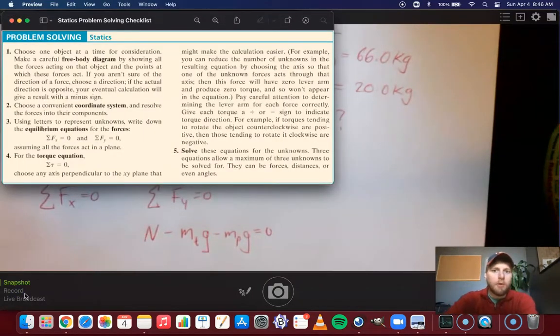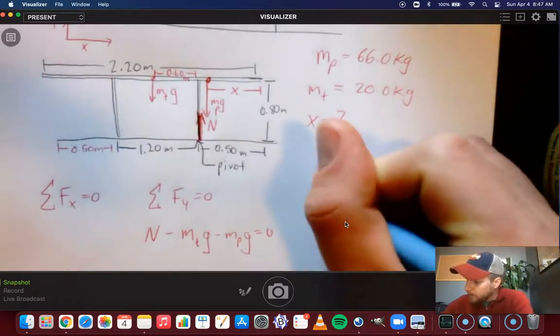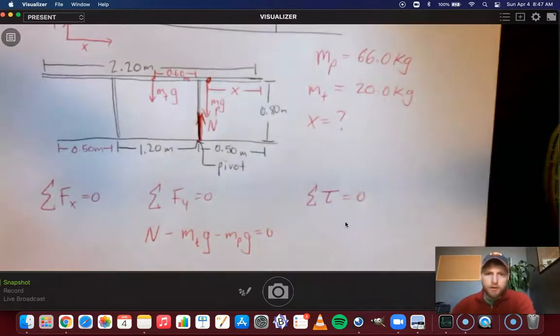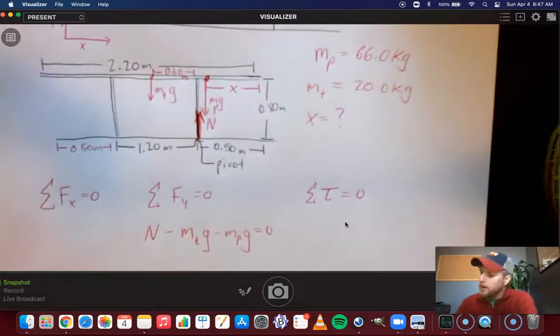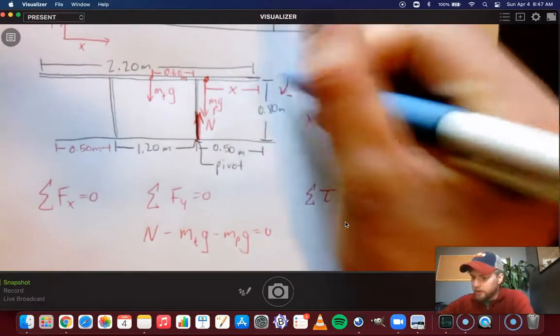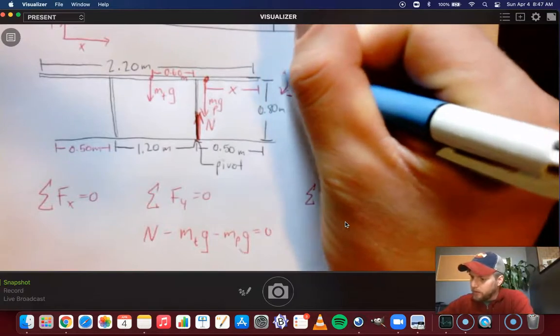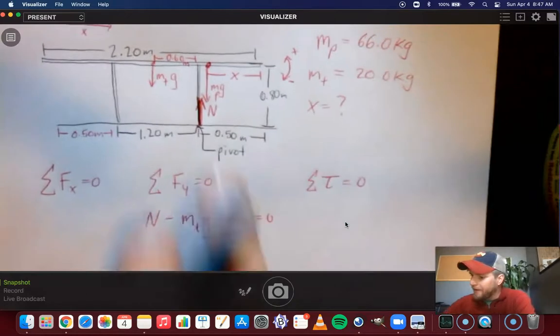Okay, next what we need to do is set up the torques, and we actually already picked our pivot point. We also need to pick the directions, a positive and negative direction of rotation, so the sum of the torques is 0. We already picked this as a pivot point. Again, we're going to assume that the table is going to rotate about this. Clockwise will be negative, and counterclockwise will be positive. And so let's set up our torques about this pivot point.